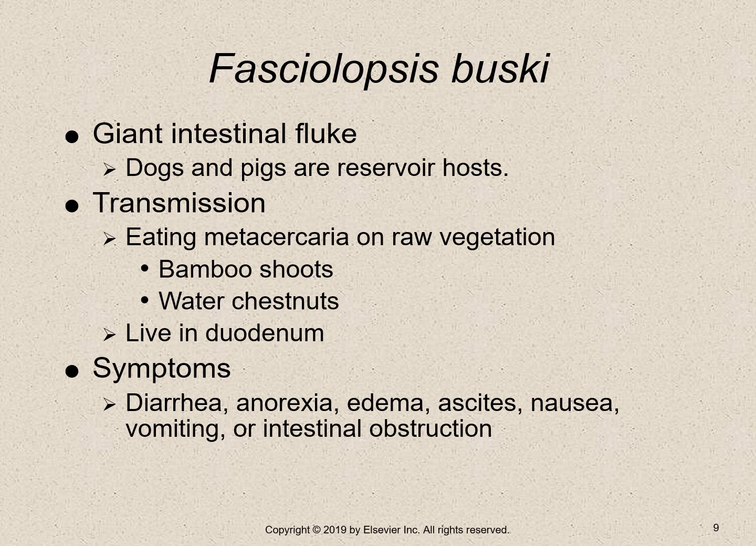Fasciolopsis buski is known as the giant intestinal fluke, and this is found in the Far East, including China, Vietnam, and India. Dogs and pigs serve as reservoir hosts, and humans acquire the infection by ingesting the metacercaria on freshwater vegetation such as bamboo shoots and water chestnuts. Adults of Fasciolopsis buski live in the duodenum, where they cause mechanical and toxic damage. Inflammation and ulceration of the mucosa may occur, and heavy infections result in persistent diarrhea, anorexia, edema, ascites, nausea, vomiting, and intestinal obstruction.